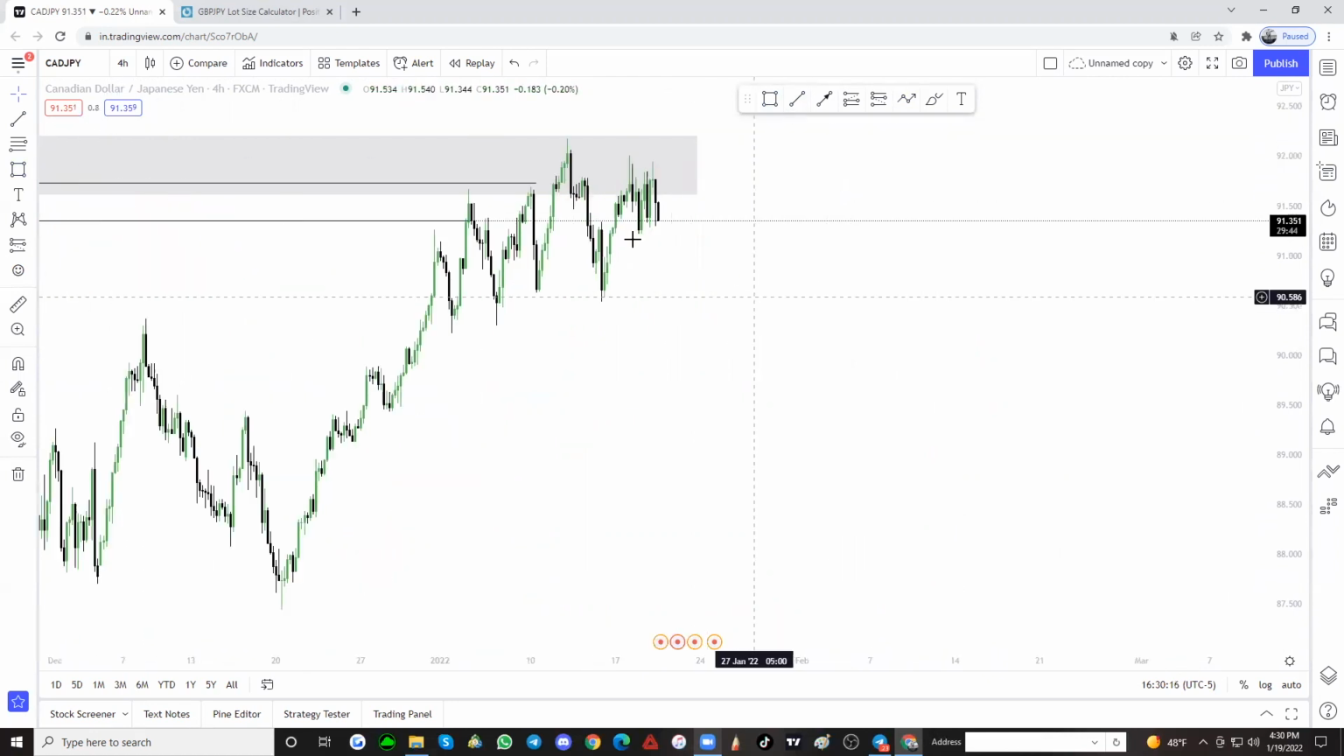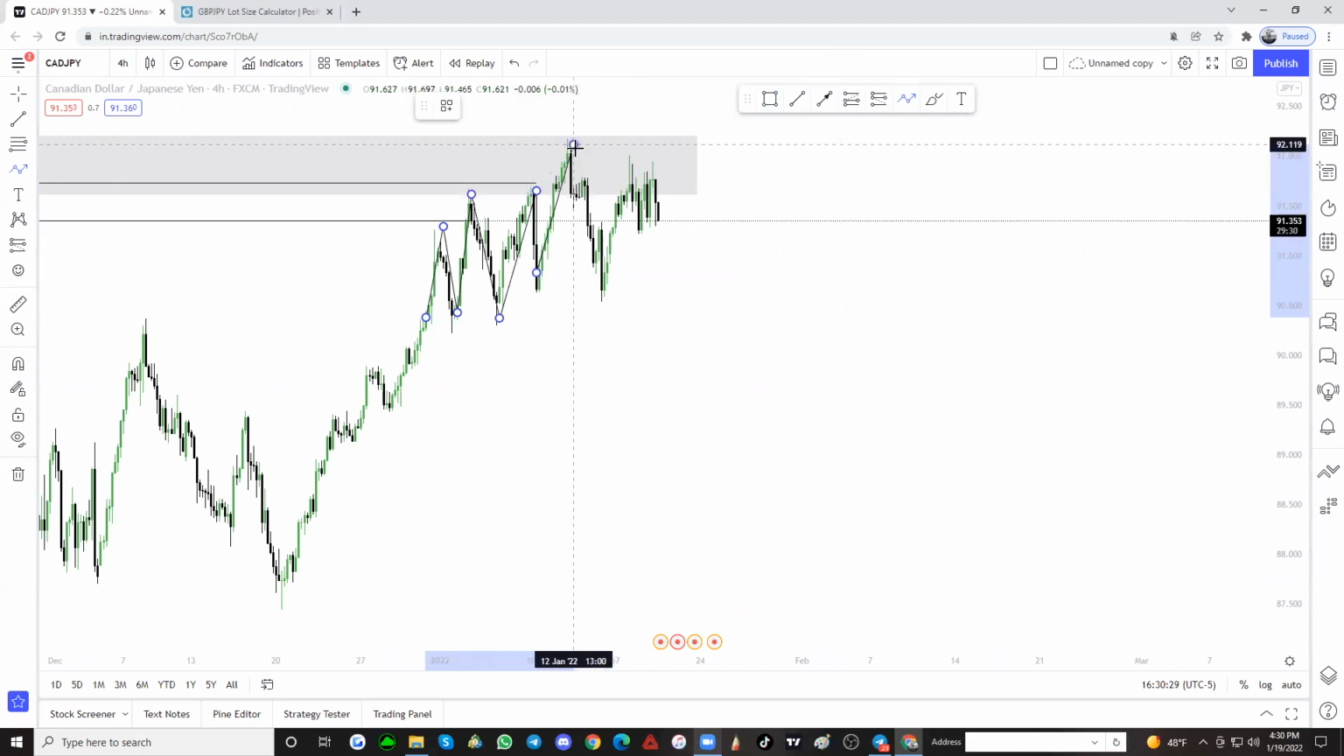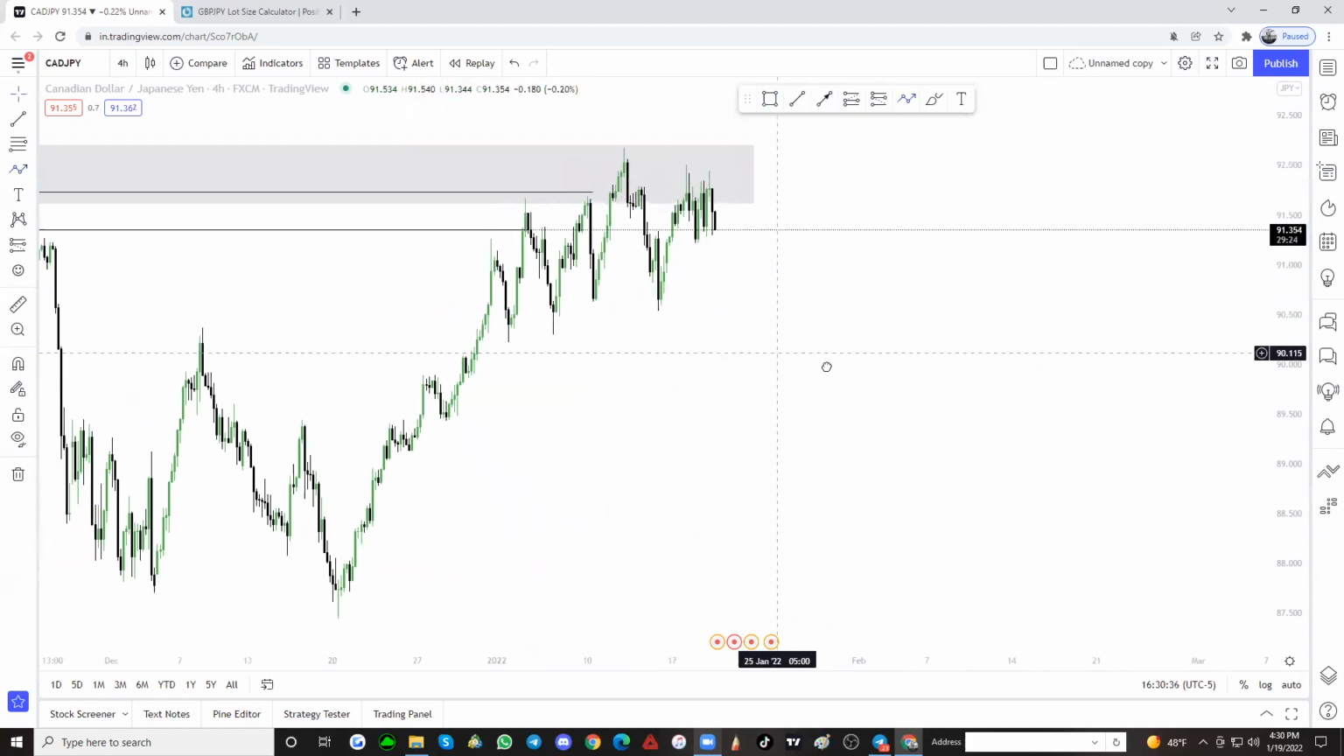And what do we have? We have a whole entire distribution schematic. We have our Wyckoff, our preliminary supply, our buyer's climax, our secondary test, creating equal highs, creating liquidity, our UTAD, our break in structure, and somewhere our entry up here at a last point of supply.